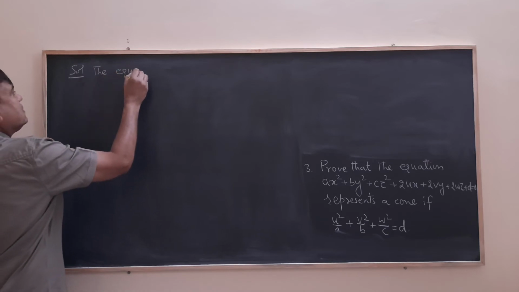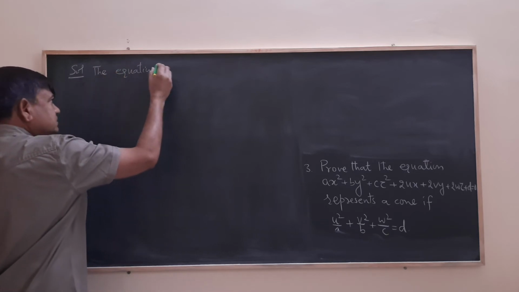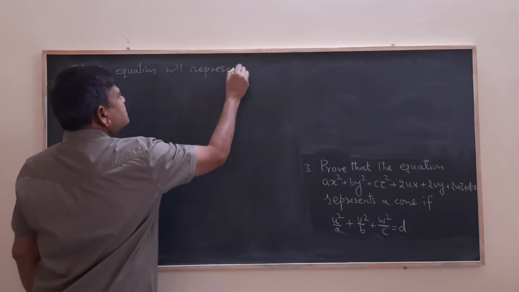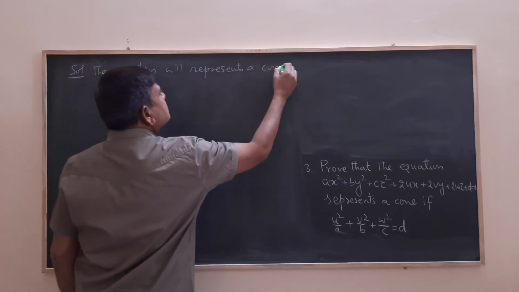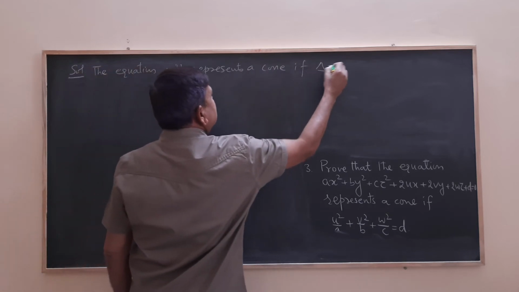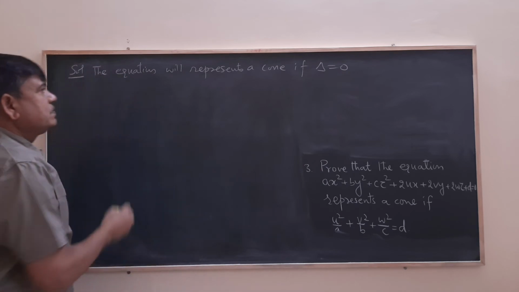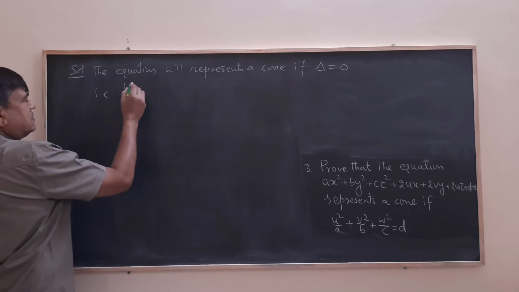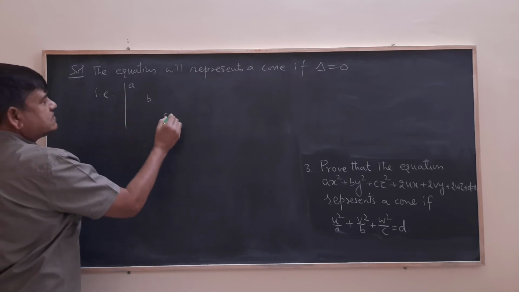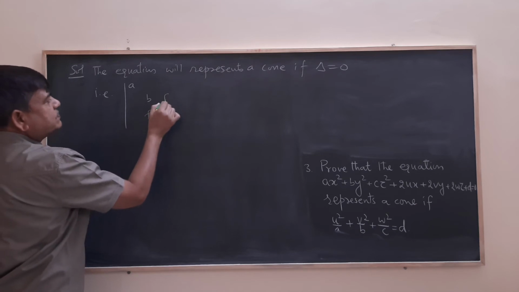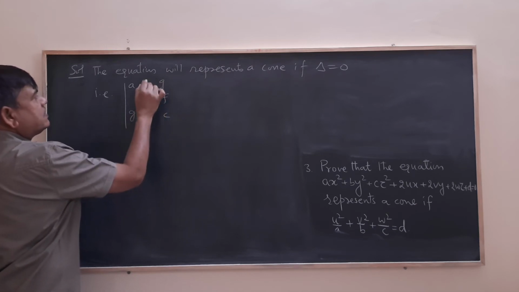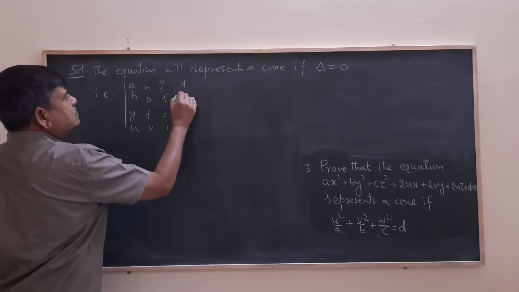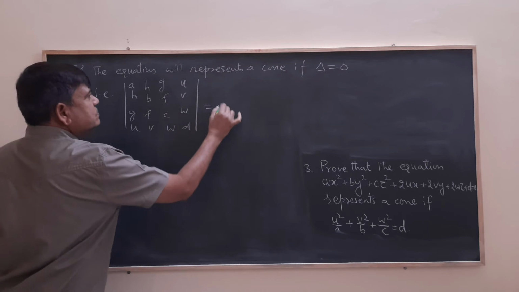The equation represents a cone if delta equals to 0. That means the determinant with rows A, B, C, F, G, H, U, V, W, D, equals to 0.